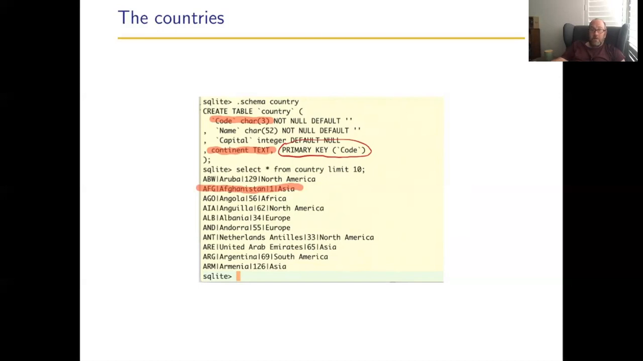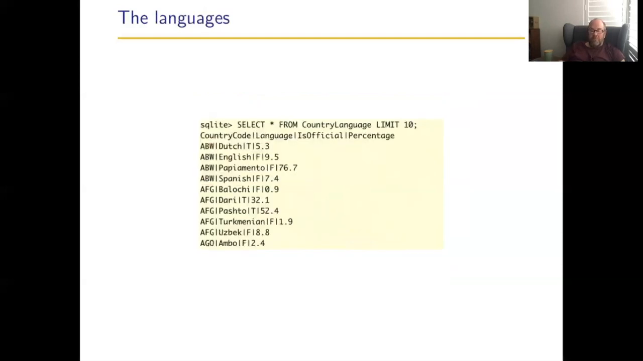Ignore all of the things that say not null, default, and so on. They're all additional things that make those fields behave for themselves when certain situations occur. And finally, the country language. We don't really need the country language for today's lecture, but I just want to illustrate how it works. So we have a country code.